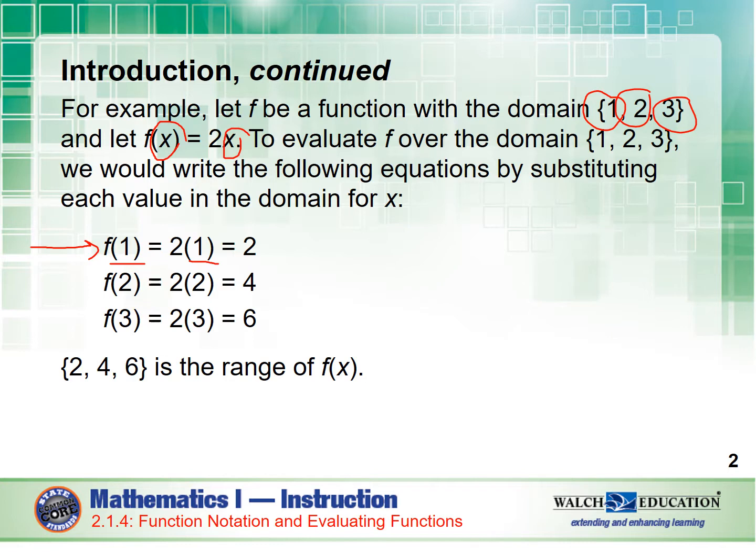So what's 2 times 1? 2. On the second one, we're plugging in the number 2. What's 2 times 2? 4. The third one, we're plugging in the number 3. 2 times 3, 6. So what we just did is figure out the range. 2, 4, and 6 is the range of f of x. Very, very simple math.